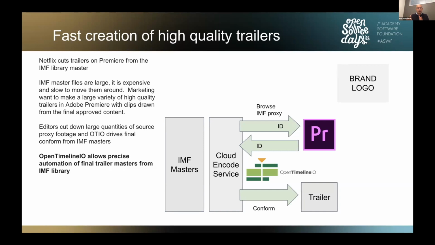They can do their edit, create a timeline, and then the association of that OpenTimeline file plus the ID can go back into the cloud encode service, and that automates the picking up of the high quality IMF master file. And just like you would for distribution, you can create a trailer. So again, this is taking out some of that friction where normally you'd have to request an IMF master, transcode it on the fly, work on it, push it back in, upload the project, download the big file, and do a conform. So this is how OpenTimeline is really becoming the metadata glue for an automated process.